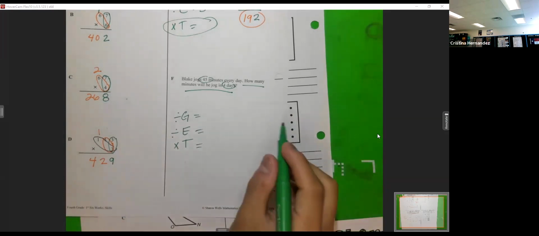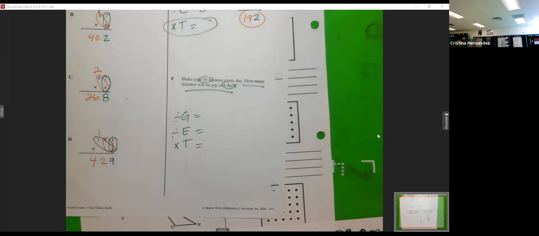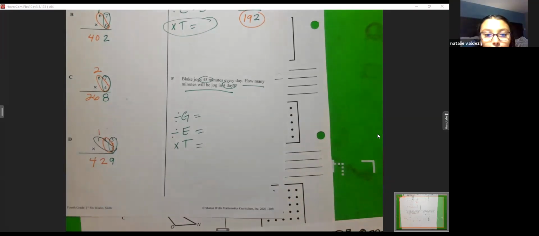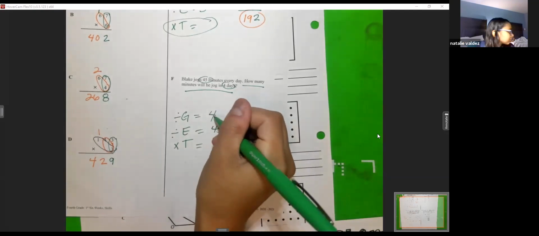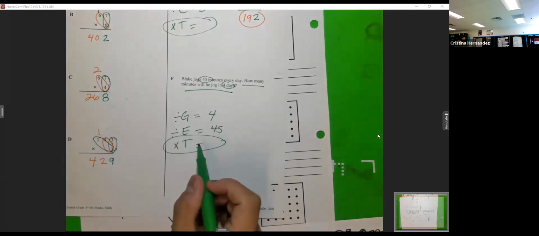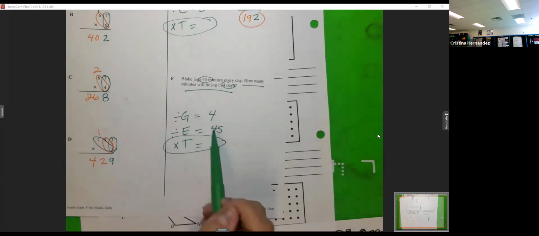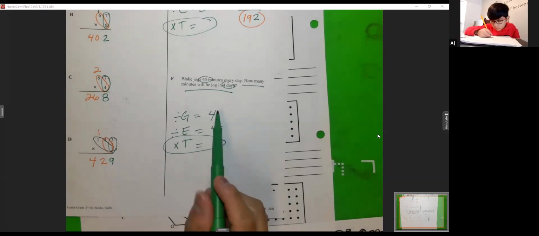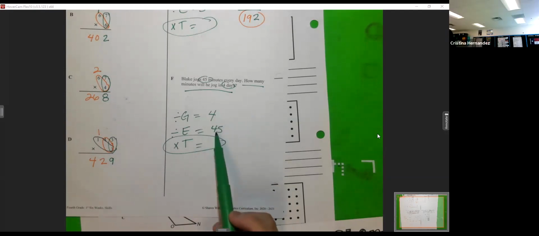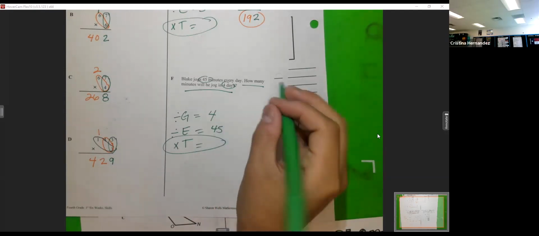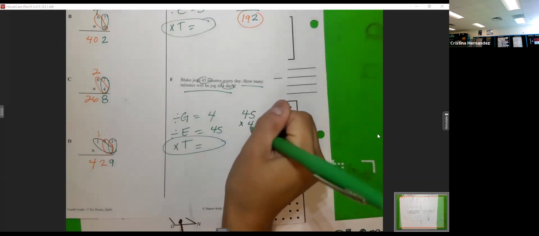So, how many minutes did he jog? 45. And I'll give you a hint. When you're looking for your total, these numbers don't have to be in a specific place because we know we're going to multiply. So if you would have put 45 up here and then 4 here, you still know you're going to multiply, right? It doesn't matter if you put 45 up here or here. Got it? Okay.